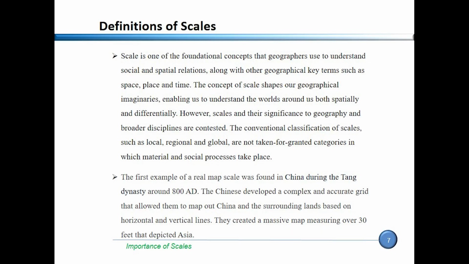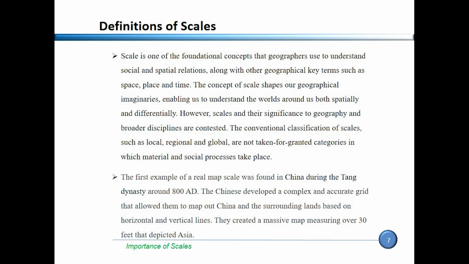Now, when we speak about the definition of a scale, we need to define what a scale is. A scale is considered the proportion between 2 points on the map and the same 2 points on the ground. So, the scale refers to what is available on the ground being reflected onto the map, and the proportion between these two is the scale.